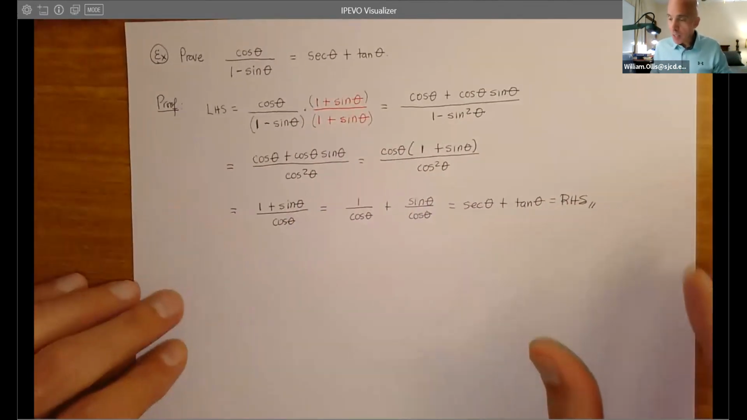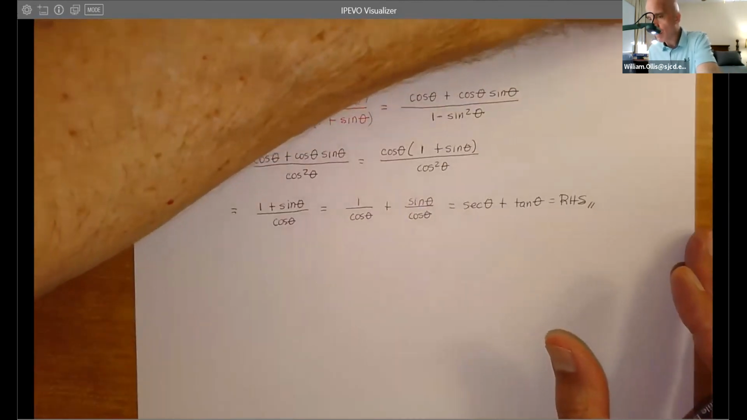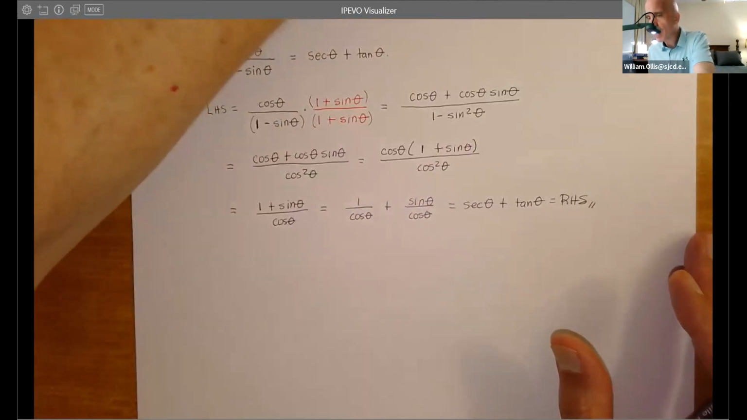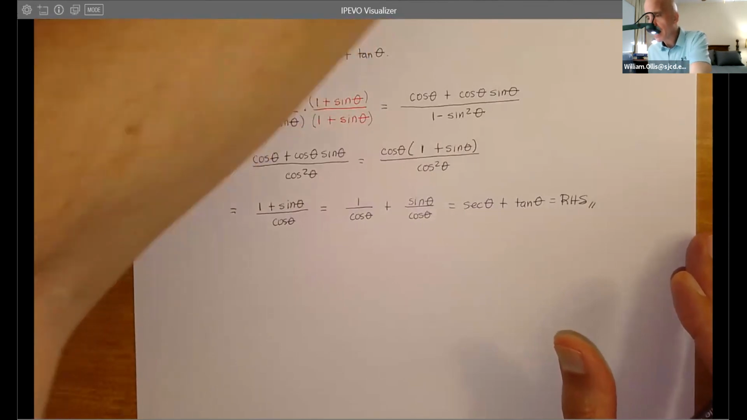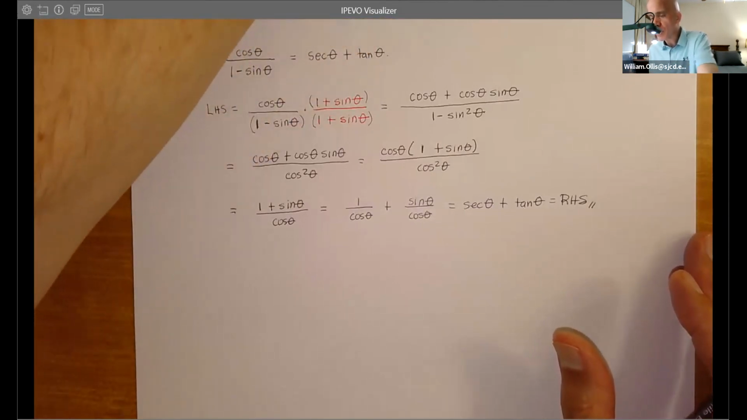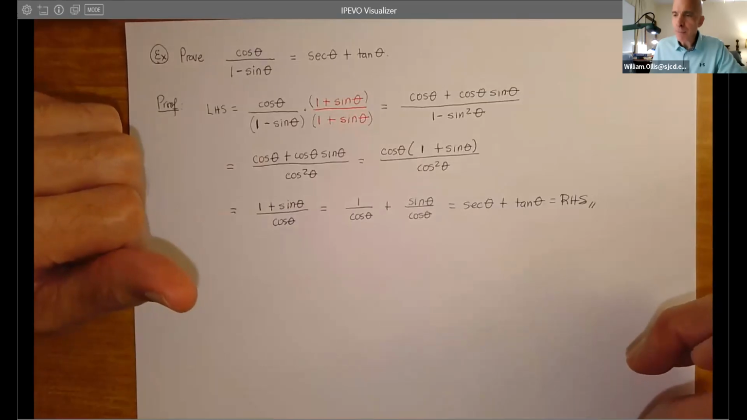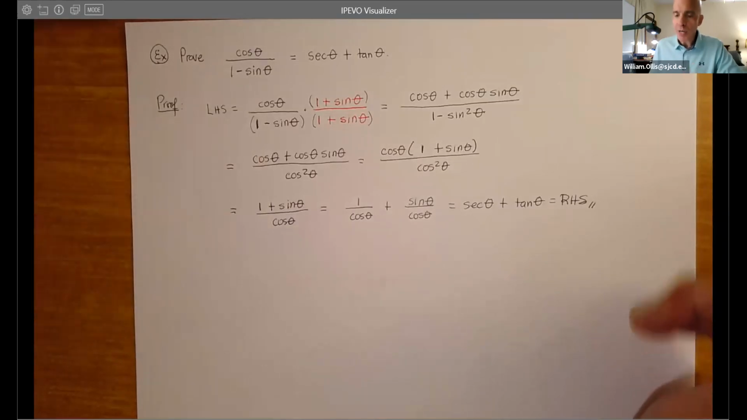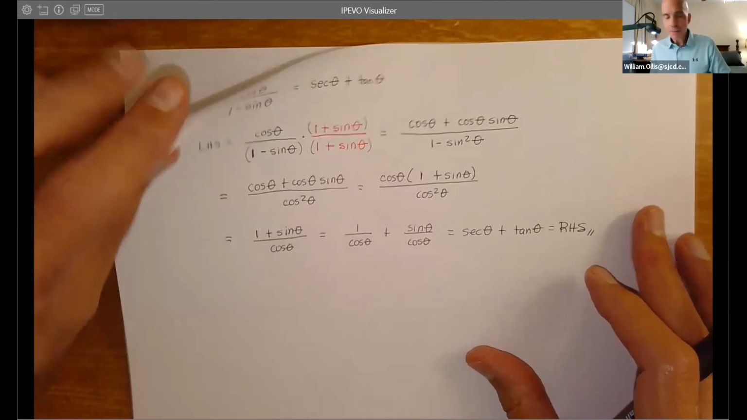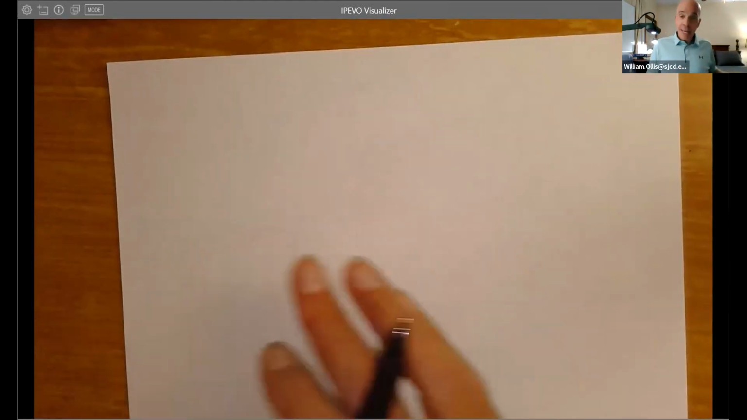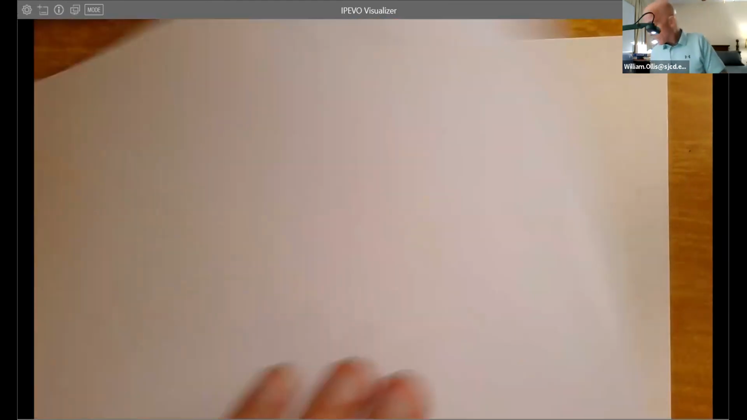Now, another thing that we want to be able to do when it comes to the identities is you're thinking, you know, is there any use for this in calculus? And of course, the answer is yes. And you will learn a technique in calculus 2 called trigonometric substitution.